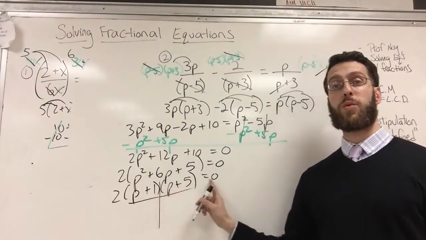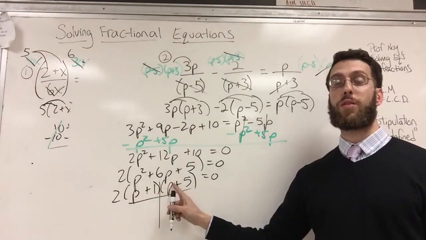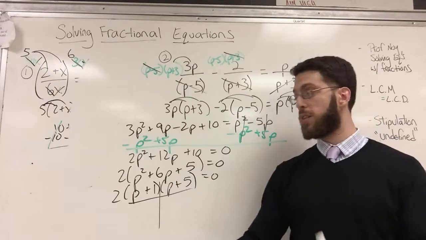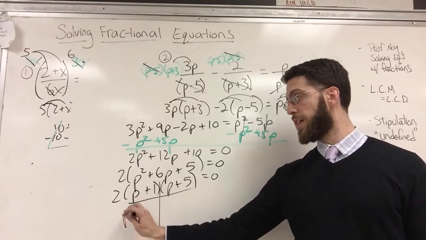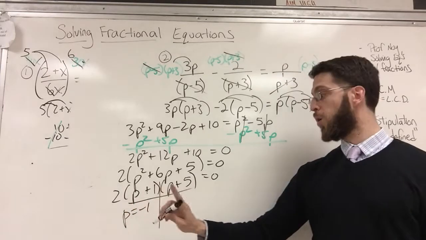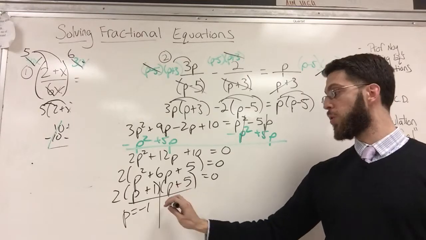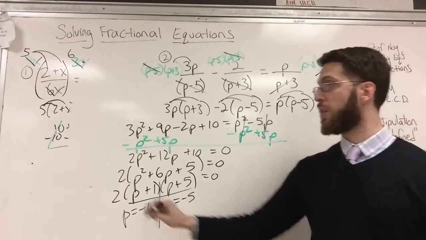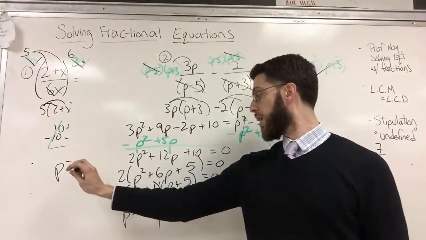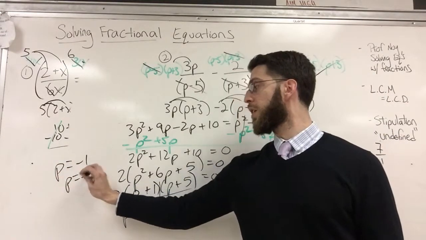If this times this equals 0, either this is 0 or that's 0. When you plug in the t-chart, p plus 1 equals 0, which means p has to be negative 1. Or p plus 5 equals 0, which means p has to be negative 5. These are my two answers. Either p is negative 1 or p is negative 5.